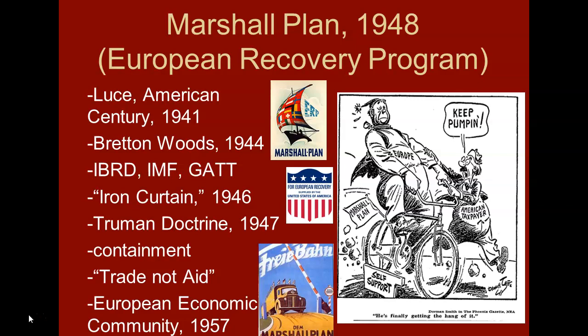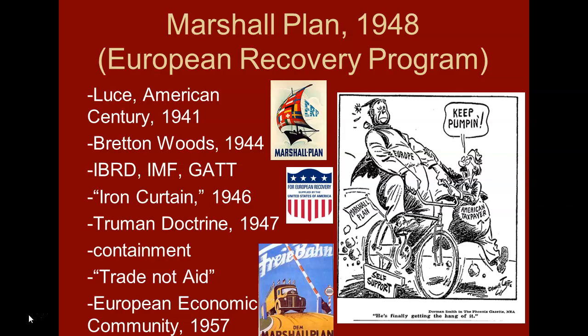This should supplement your Cold War reading in the YAWP chapter and also the Truman Doctrine speech that you'll be listening to next week. So the Marshall Plan of 1948, otherwise known as the European Recovery Program, was a $12.4 billion stimulus package for Western European countries who were devastated by the war.